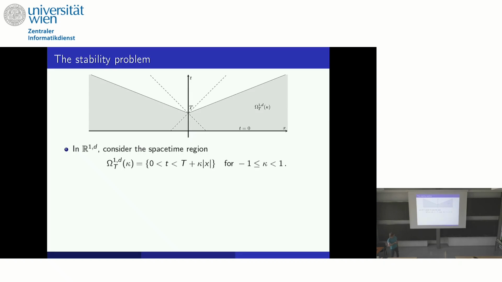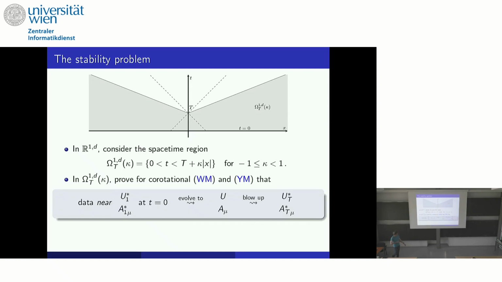And we are asking about the stability of the wave maps flow and Yang-Mills flow near those solutions within this whole region here. Somehow, conceptually, the stability problem is described by the following. What we are doing here is prescribing data which are in some sense near to the blow-up solutions, which blow up at time 1. We perturb them at the initial time slice t equals 0.